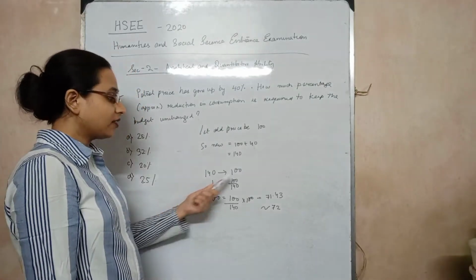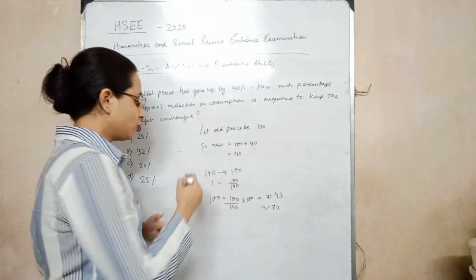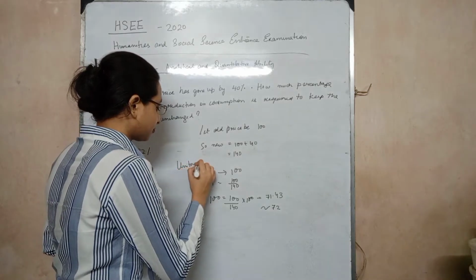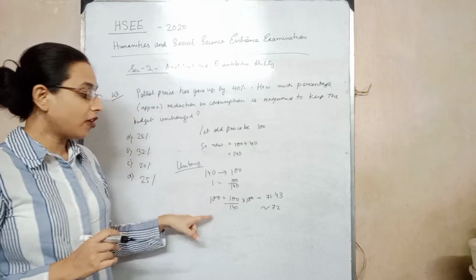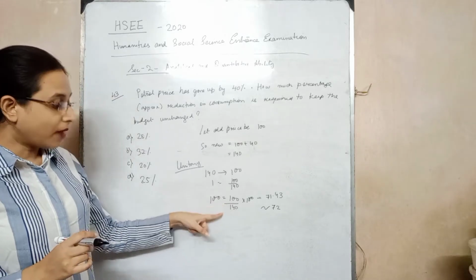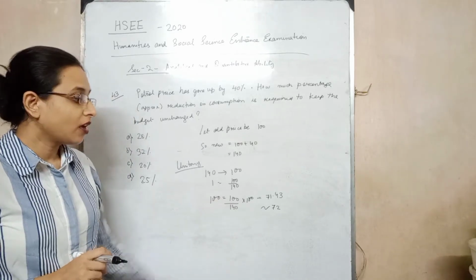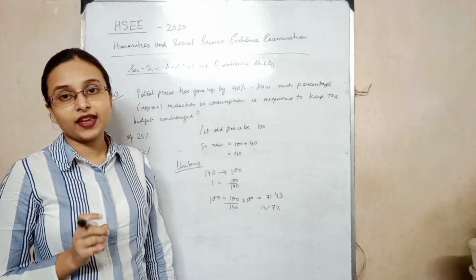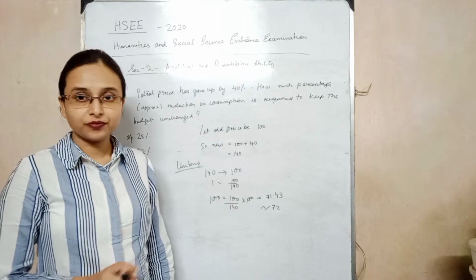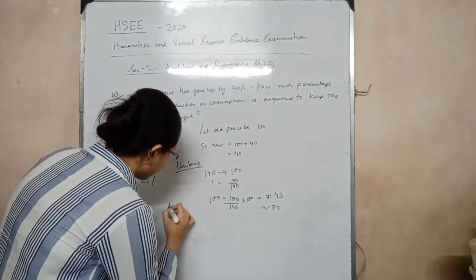Now if 140 is for 100, coming to the unitary method, 1 will be 100 by 140. Then for 100, it will be 100 by 140 into 100, which will give us 71.43, or approximately we can say 72.